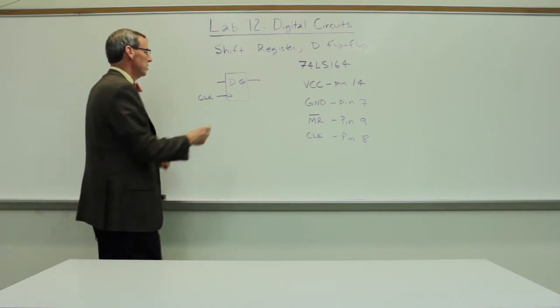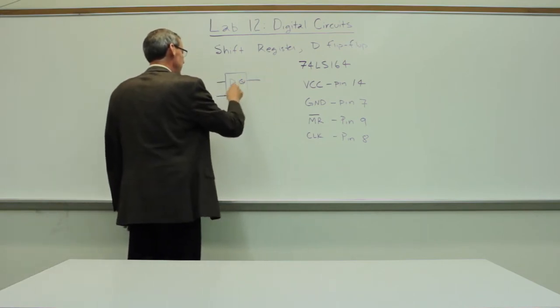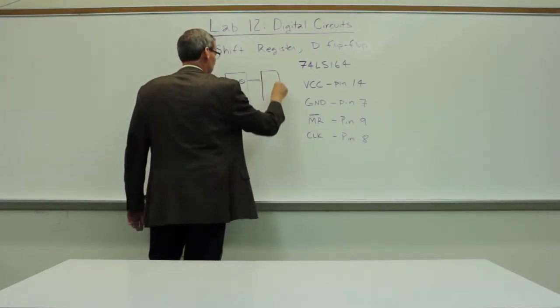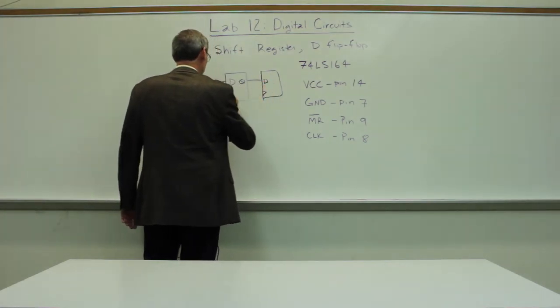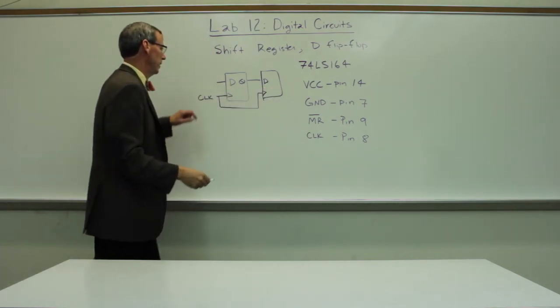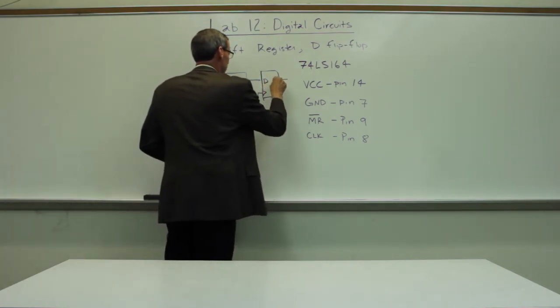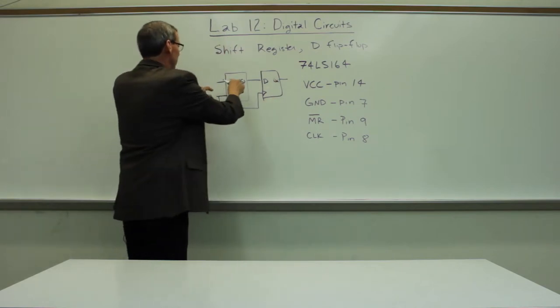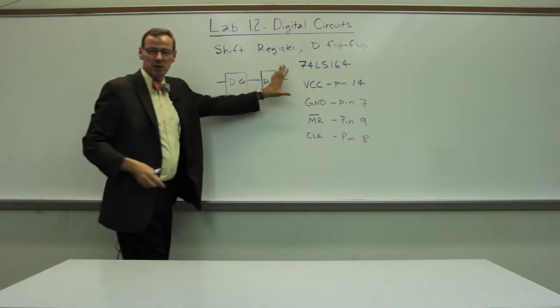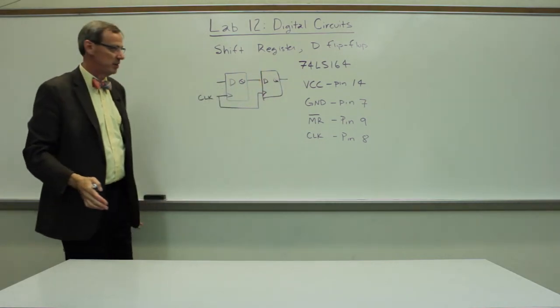A shift register is a series of these D flip-flops all tied together. So here we go, D. And they all have the same clock input, so they keep going. So every time the clock pulses, the input here is transferred to here, the Q here is transferred to there, and so forth. The data is just shifted through this thing.